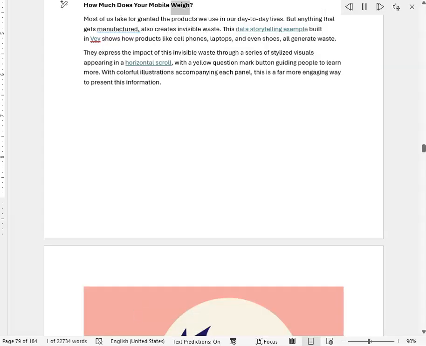How much does your mobile weigh? Most of us take for granted the products we use in our day-to-day lives. But anything that gets manufactured also creates invisible waste. This data storytelling example built in Vev shows how products like cell phones, laptops, and even shoes all generate waste. They express the impact of this invisible waste through a series of stylized visuals appearing in a horizontal scroll, with a yellow question mark button guiding people to learn more. With colorful illustrations accompanying each panel, this is a far more engaging way to present this information.